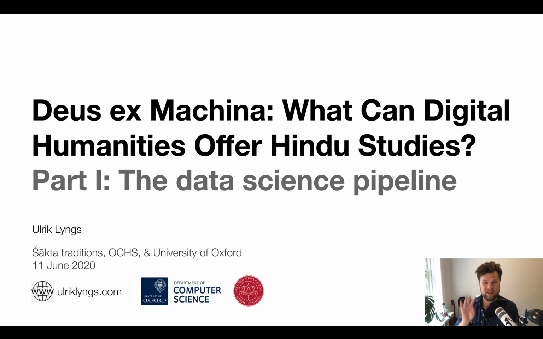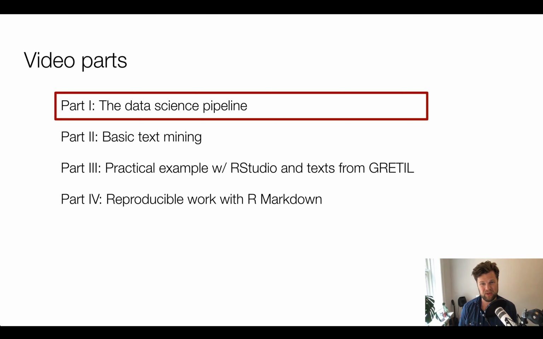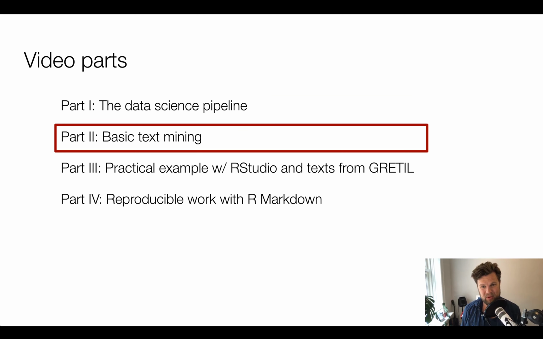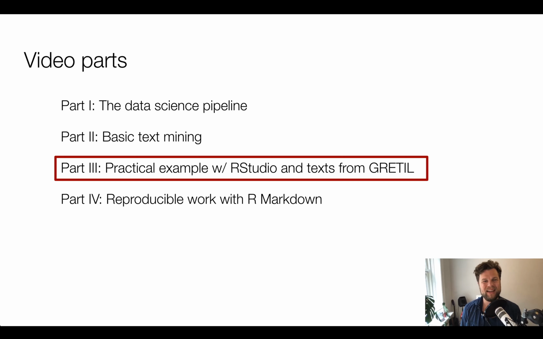Specifically, there's going to be 4 videos, and here in the first one I'll say a bit about the data science pipeline, like what workflows tend to look like in data science. Then in the next video, I'm going to say a bit about the basic tools that are available to do text mining. Then in the third video, I will get my hands a bit dirty and walk through a practical example of how to use a program called RStudio to analyze texts from the good register of electronic texts in the Indian languages, also known as GRETIL.